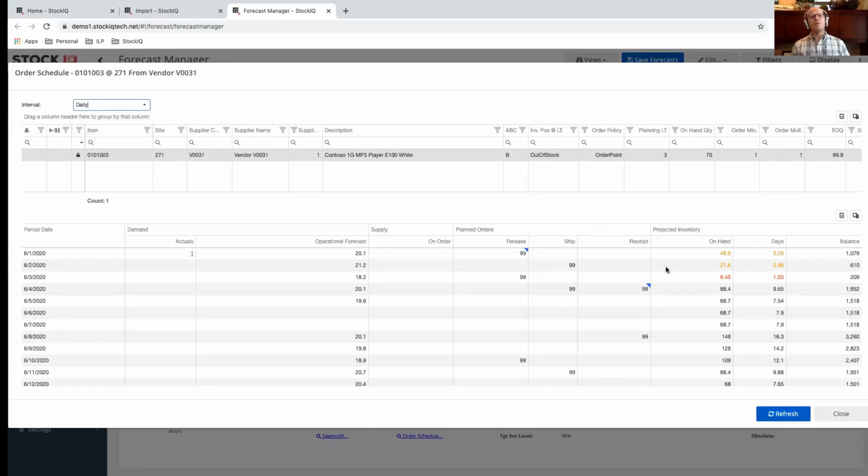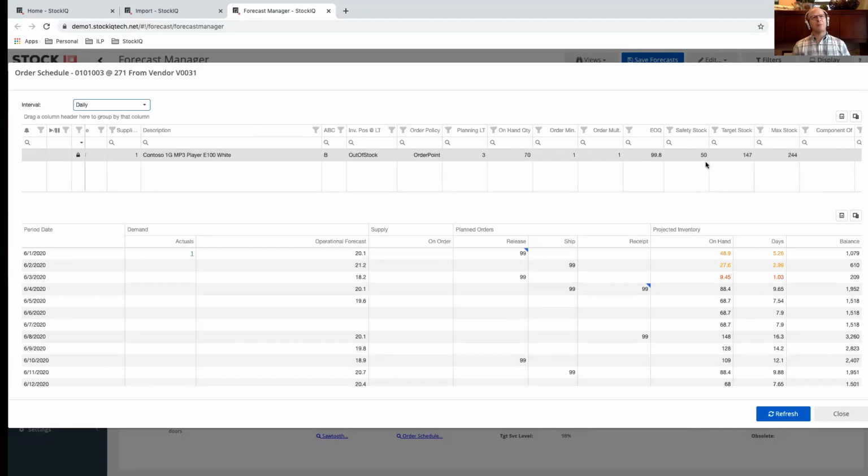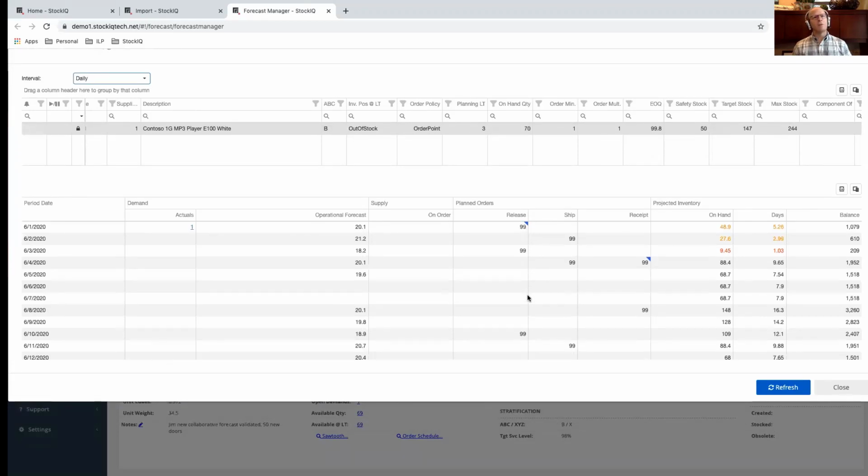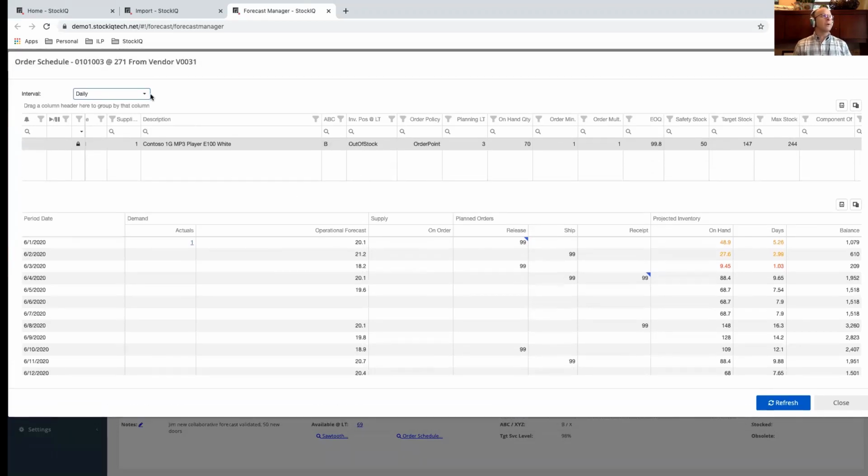This is also informing us on identifying when we need to generate a replenishment. Earlier, we talked about establishing safety stock, target stock, and max stock. We know that we want to be above that 50 units. StockIQ, utilizing the order policy set for this item at the lead time, will plan a suggested replenishment. You'll notice in this planned orders that we're planning orders out in the horizon. So even beyond where we're working today.